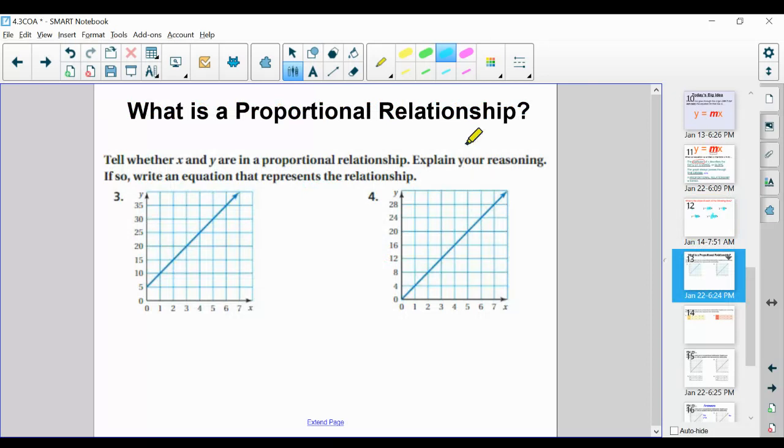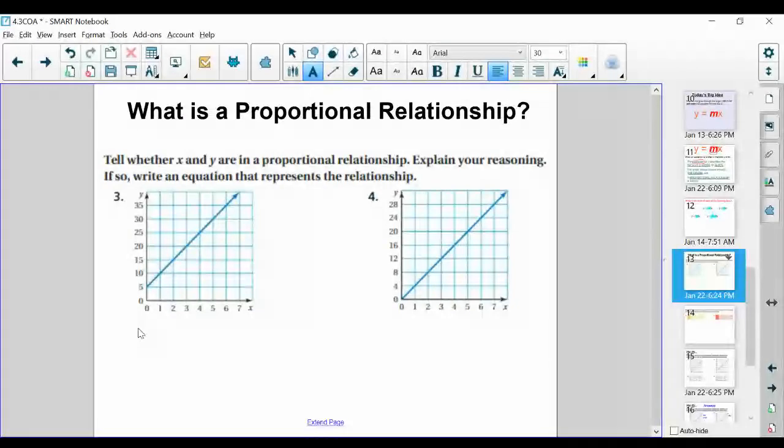So when it comes to dealing with a proportional relationship, we know how to identify proportional relationships on a graph. We know how to work with direct variation in graphs. Now we're going to take it one step further. Now we're going to be talking about how to write an equation when we know we have a proportional relationship. So let's talk about problem number 3 and graph number 3.